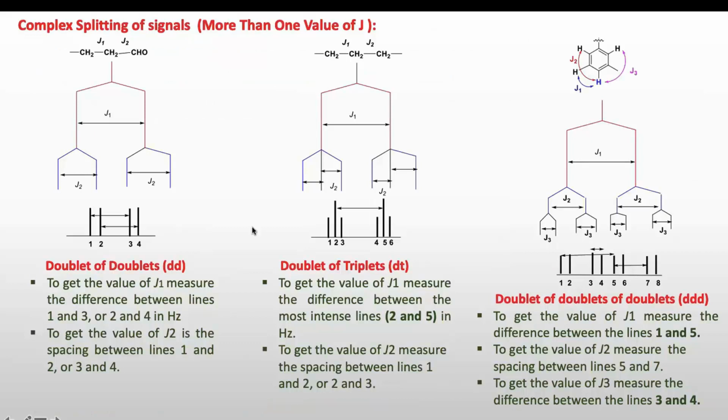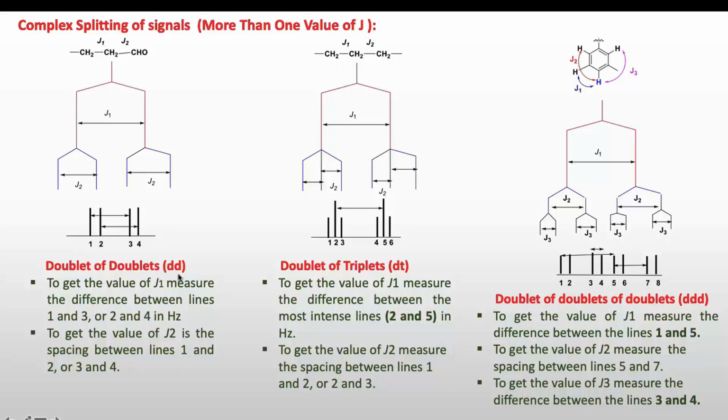Let's see the other example. This CH2 has two types of neighboring protons, this methylene proton and this aldehydic proton. So let's see first this aldehydic proton coupling with this CH2, giving a doublet as the J1 coupling, and now this CH2 will couple this signal again into a doublet according to the N+1 rule. So finally we will get a doublet of doublets, because this CH is giving a doublet and then the other CH2 splits that doublet into a doublet.